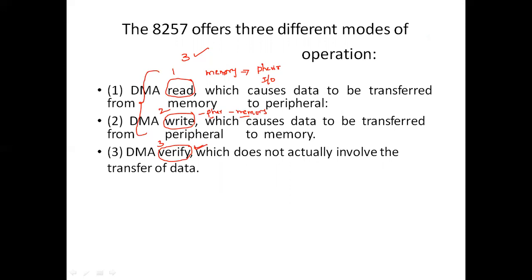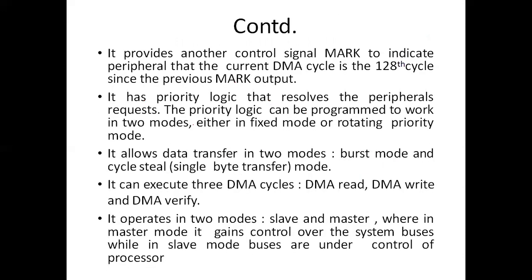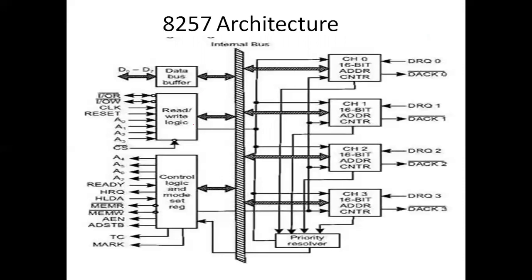Fine. Now I will show you the architecture of DMA. So this is the DMA architecture. Today in this class, we will see the DMA architecture as well as the pin diagram of the DMA controller: the 8257 architecture, the DMA controller architecture, and the DMA controller pin diagram.